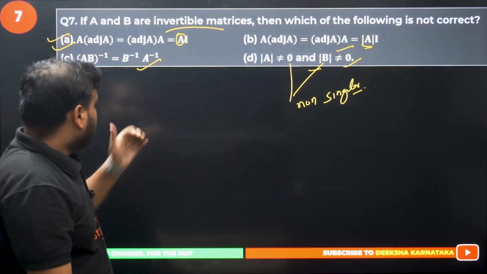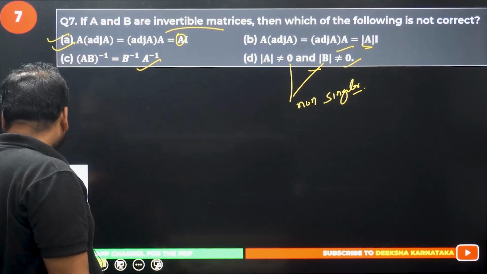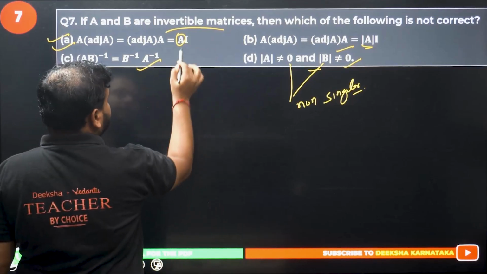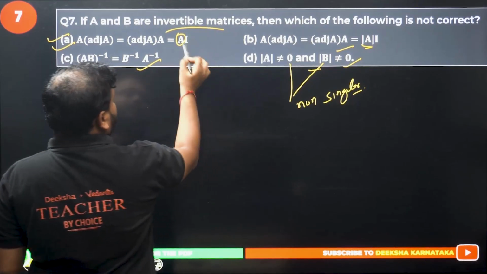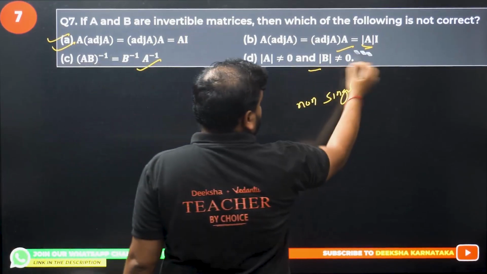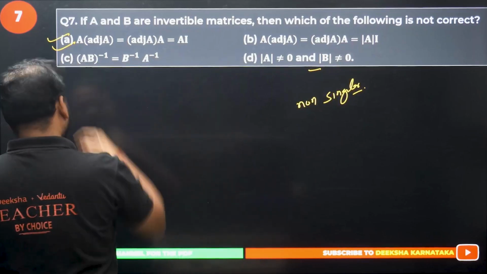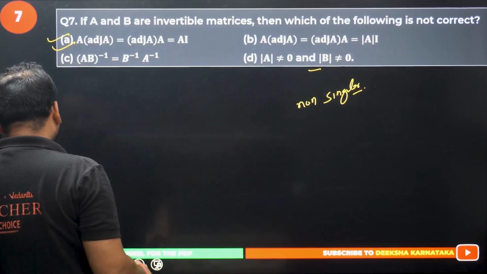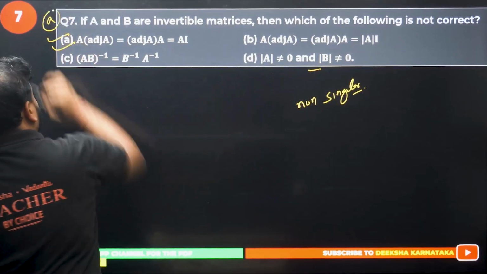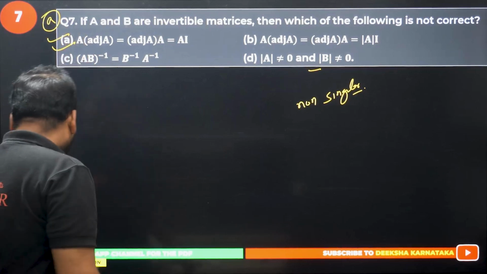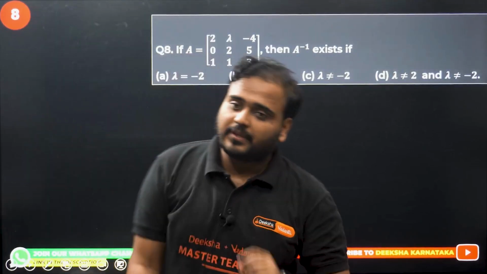Okay, I'll remove some extra markings from here. Please check. I'll erase all of this. Okay, the choice is option A. Option A. Let's move on to question number 8 now.